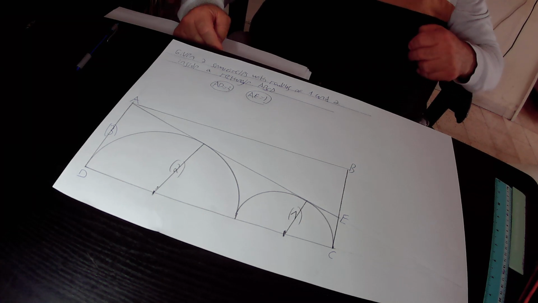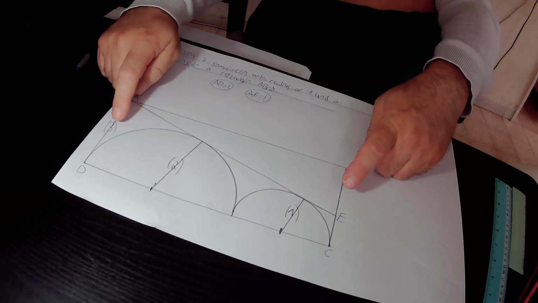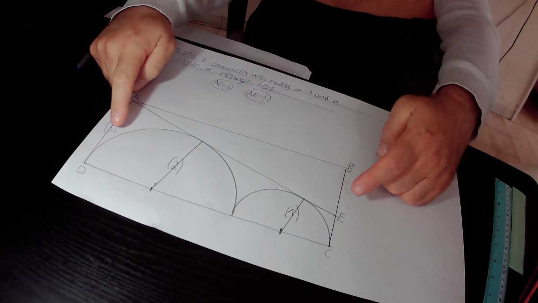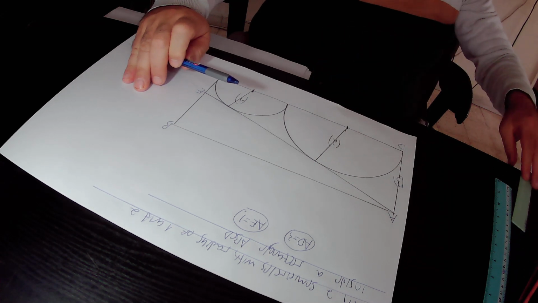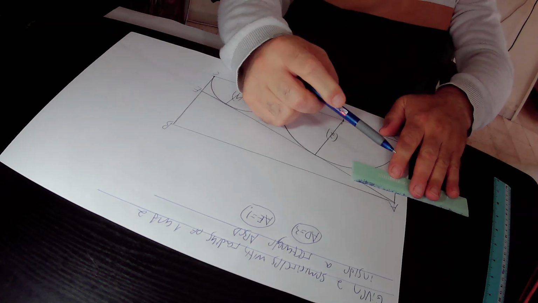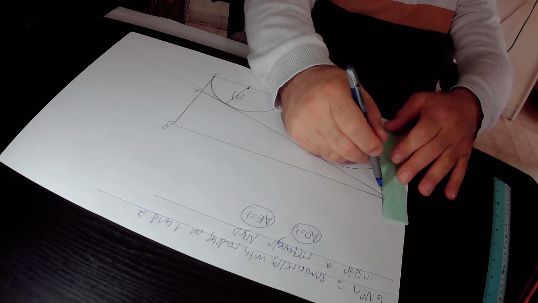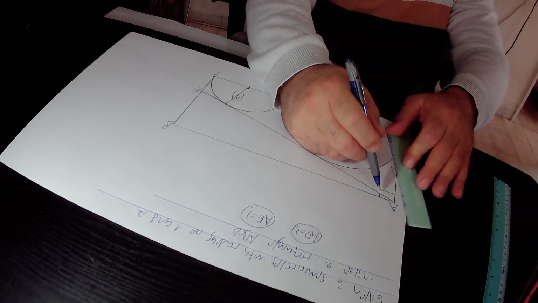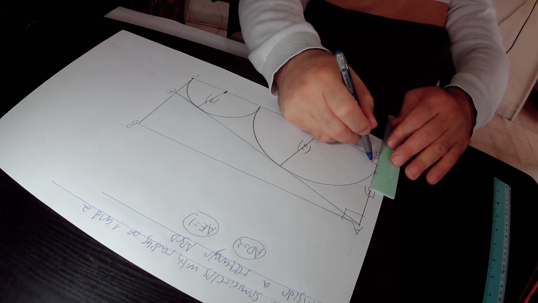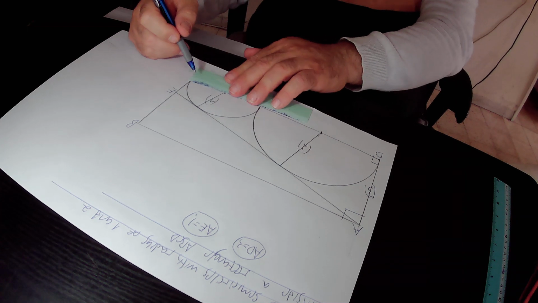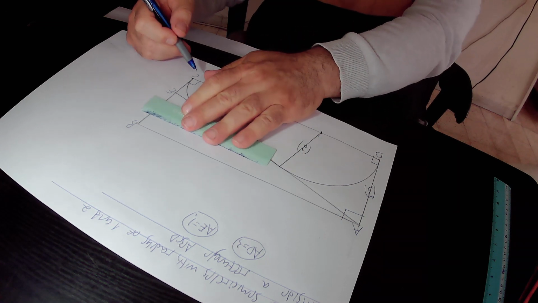So first of all, we know that all those three angles inside rectangle ABCD are right angles. So I write it down. This angle is a right angle. This is also a right angle. This is a right angle. And this is a right angle.